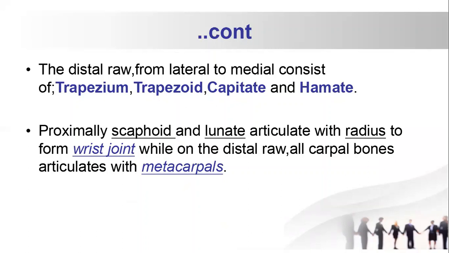Then proximally, the scaphoid and lunate articulate with the radius to form the wrist joint, while on the distal row, all carpal bones articulate with the metacarpals. So proximally, the carpal bones articulate with the radius, which is the scaphoid and lunate articulating with the radius to form the wrist joint, while on the distal row, all the carpal bones articulate with the metacarpals to form the metacarpal joint. The joints we'll be discussing in another lesson. We'll be able to identify the joints formed by different bones.